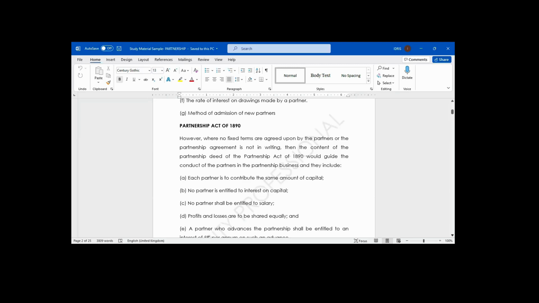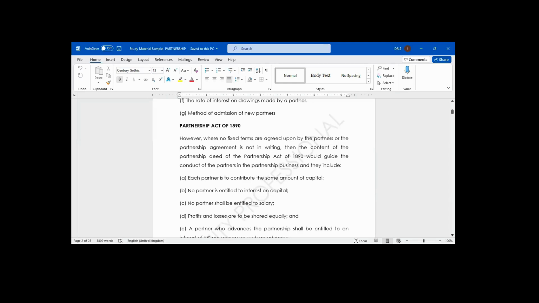No salary to any active partner. That means no partner shall be entitled to salary. It is stated in the Partnership Act of 1890. And likewise, the profit and loss sharing ratio must be equal. What that means is the profit and loss sharing ratio of the partners must be equal. That is stated in the Partnership Act of 1890.